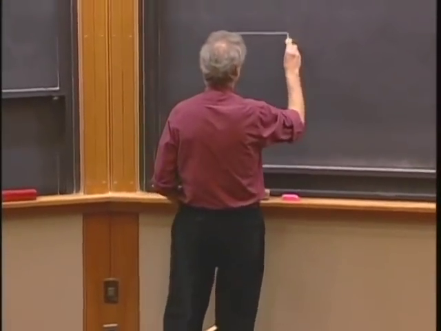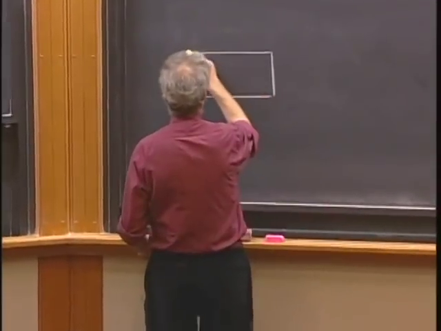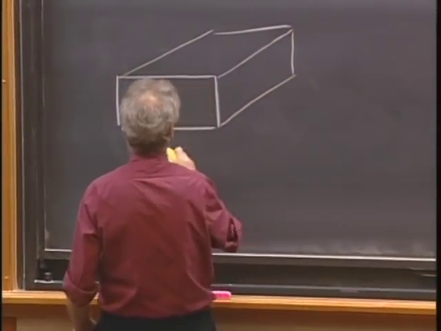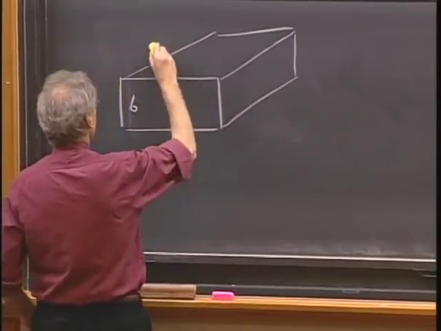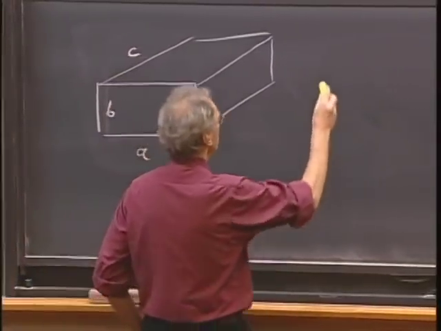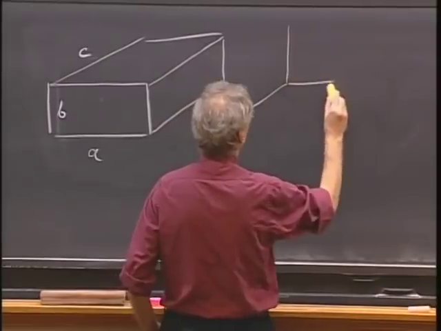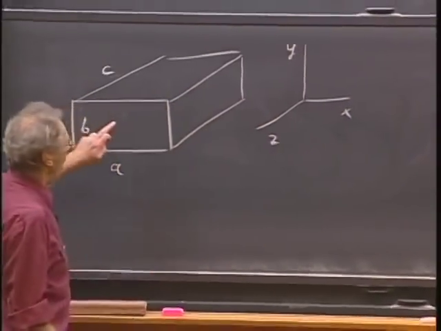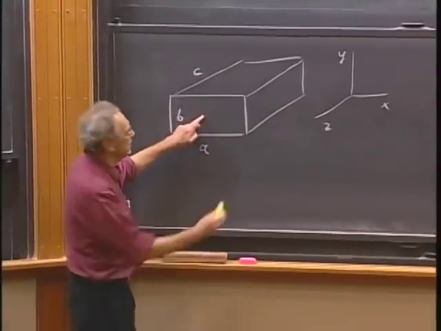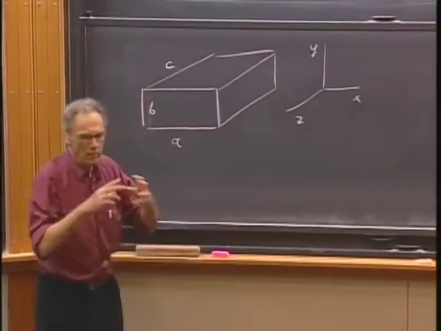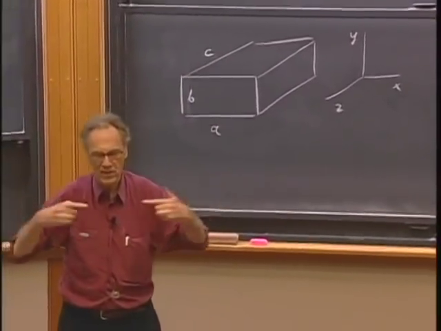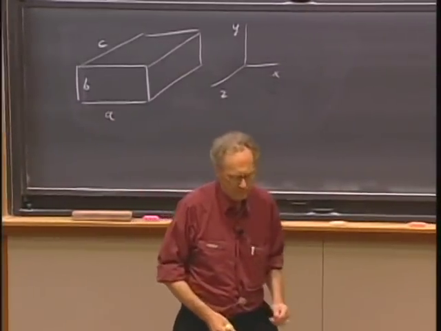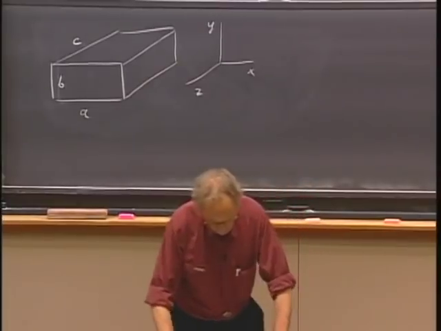Here we have a sound cavity in three dimensions. A, B, C are the lengths, and this is our coordinate system, X, Y, Z. It is open in this direction, and it is open there. So it is a box which is open on both sides in the Z direction, and the rest is all closed.